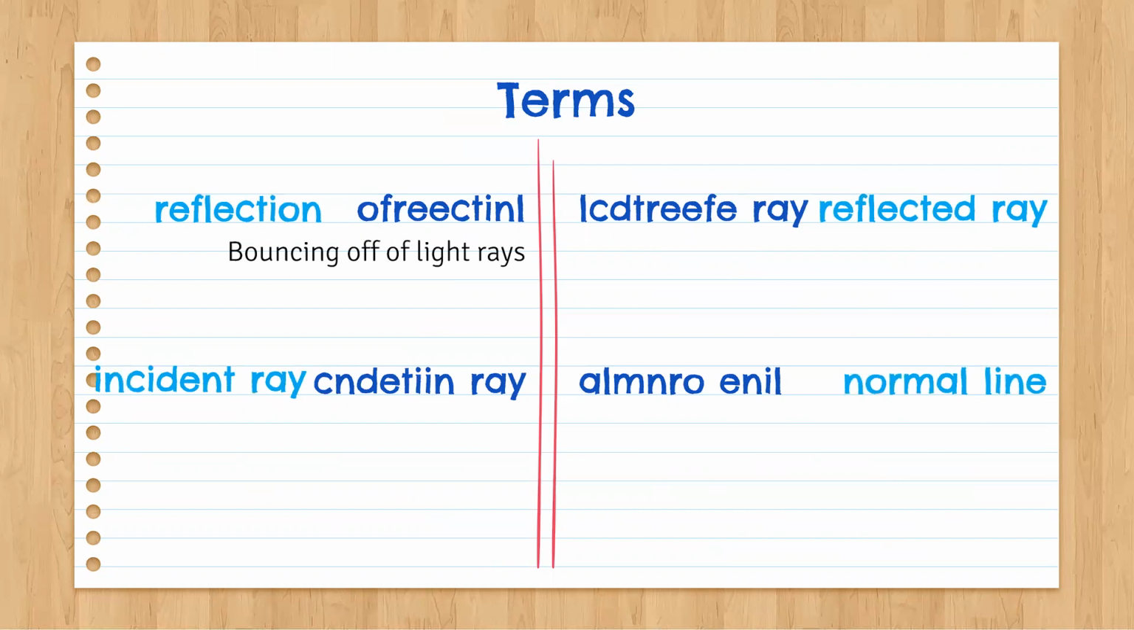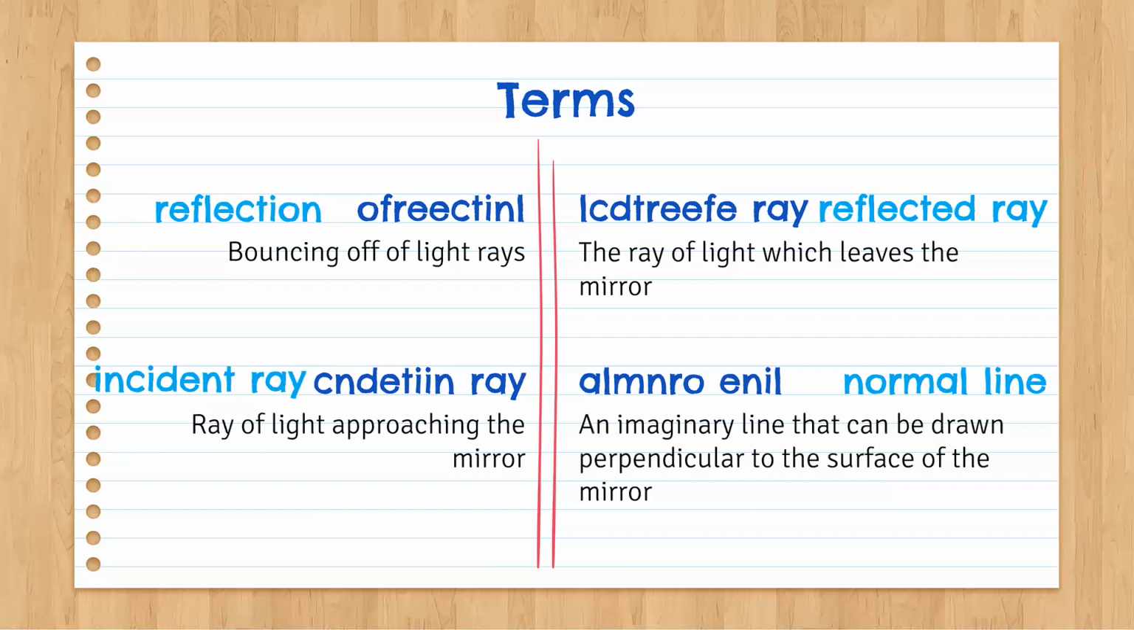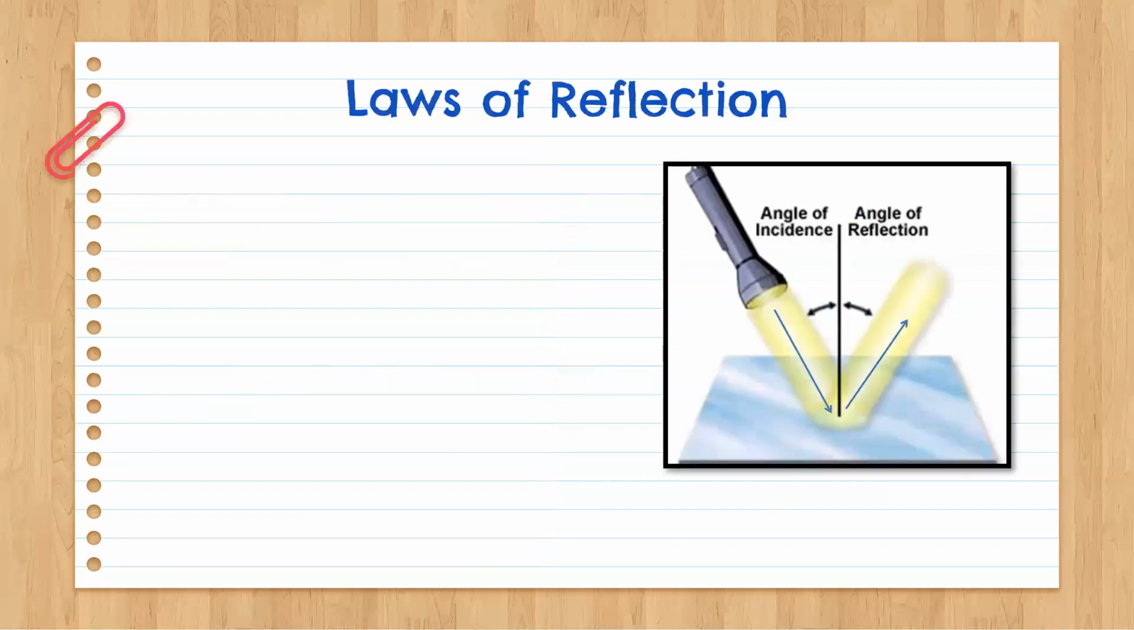When we talk about reflection, it is the bouncing off of light rays. The incident ray is a ray of light approaching the mirror, while the reflected ray is a ray of light which leaves the mirror. The normal line is an imaginary line that can be drawn perpendicular to the surface of the mirror.